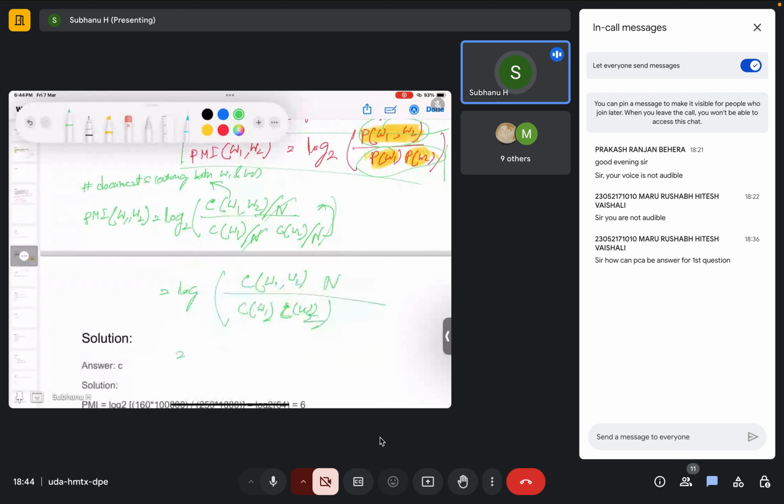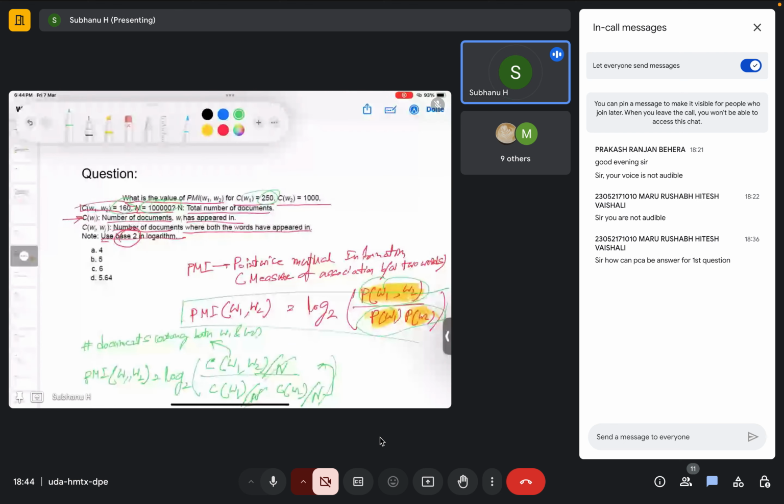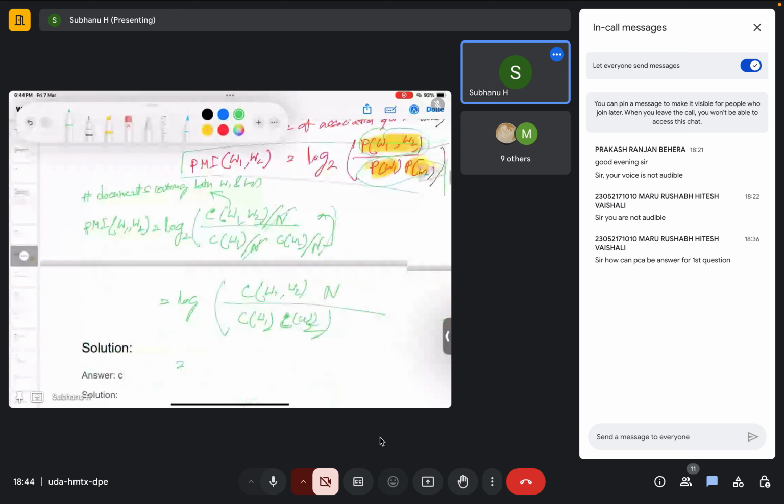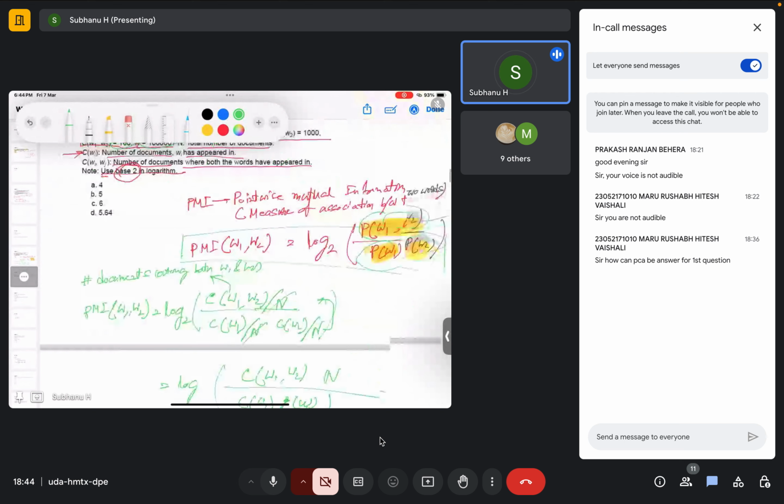So given that C(W1, W2) is 160, 1 lakh, 250, this is given. So how will you calculate? Sorry, 1 lakh by 250 into 1000. I'm just putting the values in. So it becomes log to the base 2 of 64, which is nothing but 6, since 2 to the power 6 is 64. So what is the correct answer? The correct answer is C, 6.